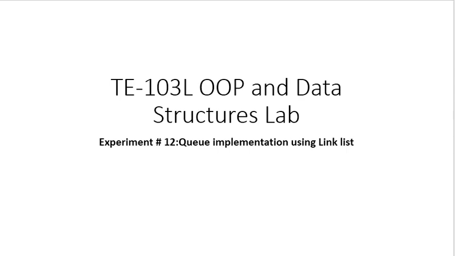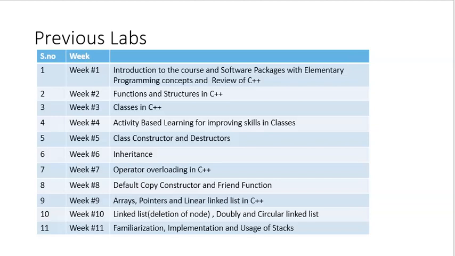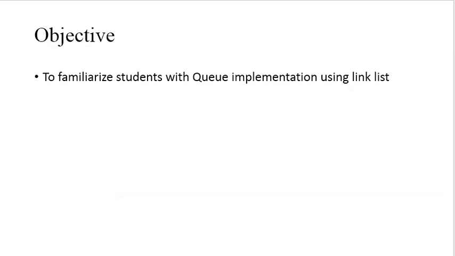Here are our previous labs which we have already done in the OOP and data structures lab. Some of the labs covered the OOP topic, while the remaining labs cover the data structures. So coming to our lab number 12, it is the queue implementation using linked list.